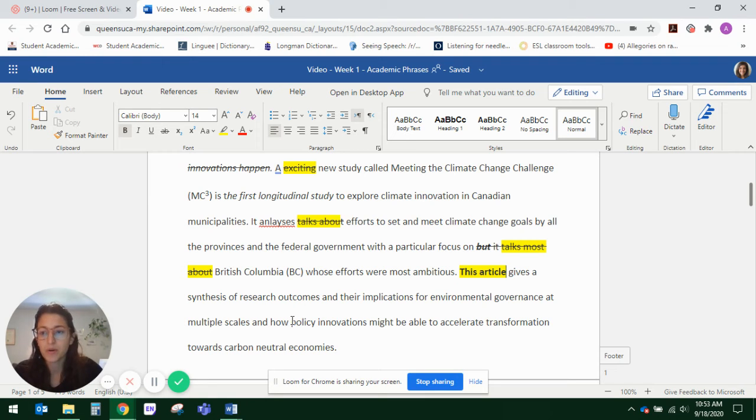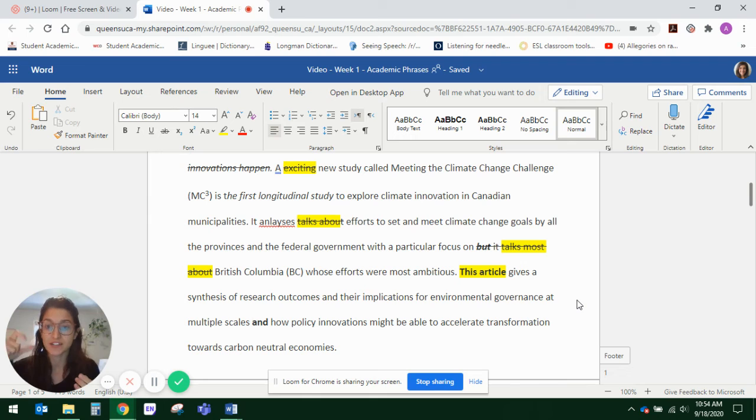The other thing we can think about in terms of academic vocabulary, academic phrases, is the function of the words we're using. So lots of things are going on here. The sentence is quite long, and I want to bring your attention to how we have this "and" word connecting two things. And on either side of that "and," we're detailing what the article gives a synthesis of. So one, research outcomes and their implications, and two, how policy innovations might be able to accelerate transformation. We like to have parallelism in our vocabulary, though, in academic writing. And so I don't have parallelism between these two things.